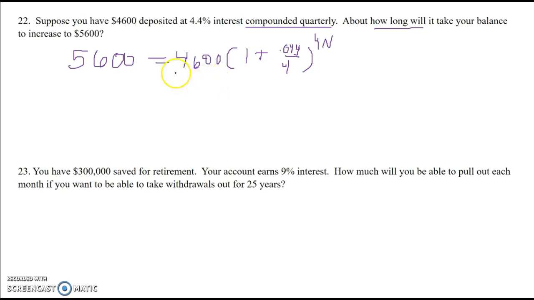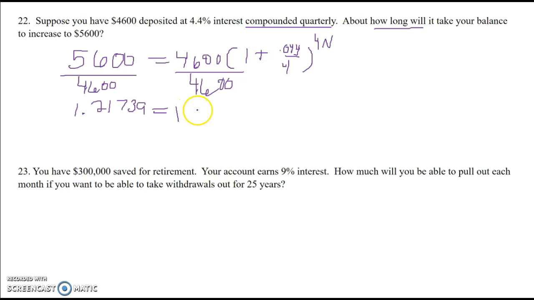So I'm going to simplify this a little bit by dividing by 4,600. So that's going to give me 1.21739 is equal to 1 plus 0.044 over 4, sorry, all raised to the 4n.